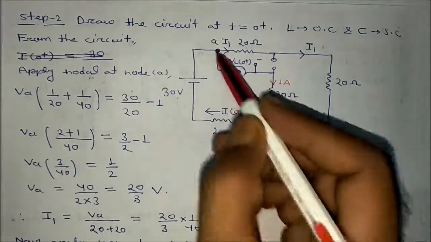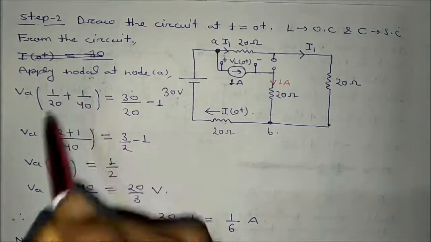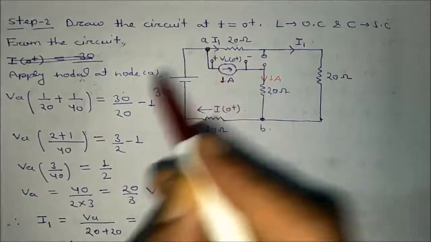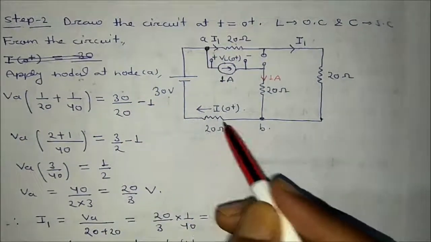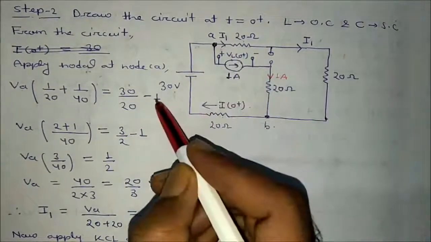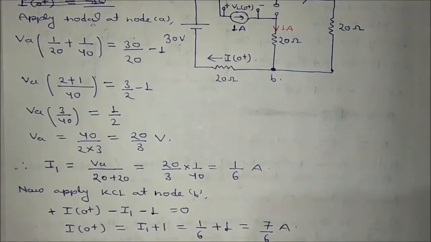And the next one is this resistance, that is equal to 20. 1 by 20 plus 1 by 40 is equal to, what is this one? This voltage positive is connected here, so 30 by this resistance 20, 30 by 20. This is outgoing current from this node, that means it is minus 1. So VA, if you calculate the VA value, comes out to be 20 by 3.